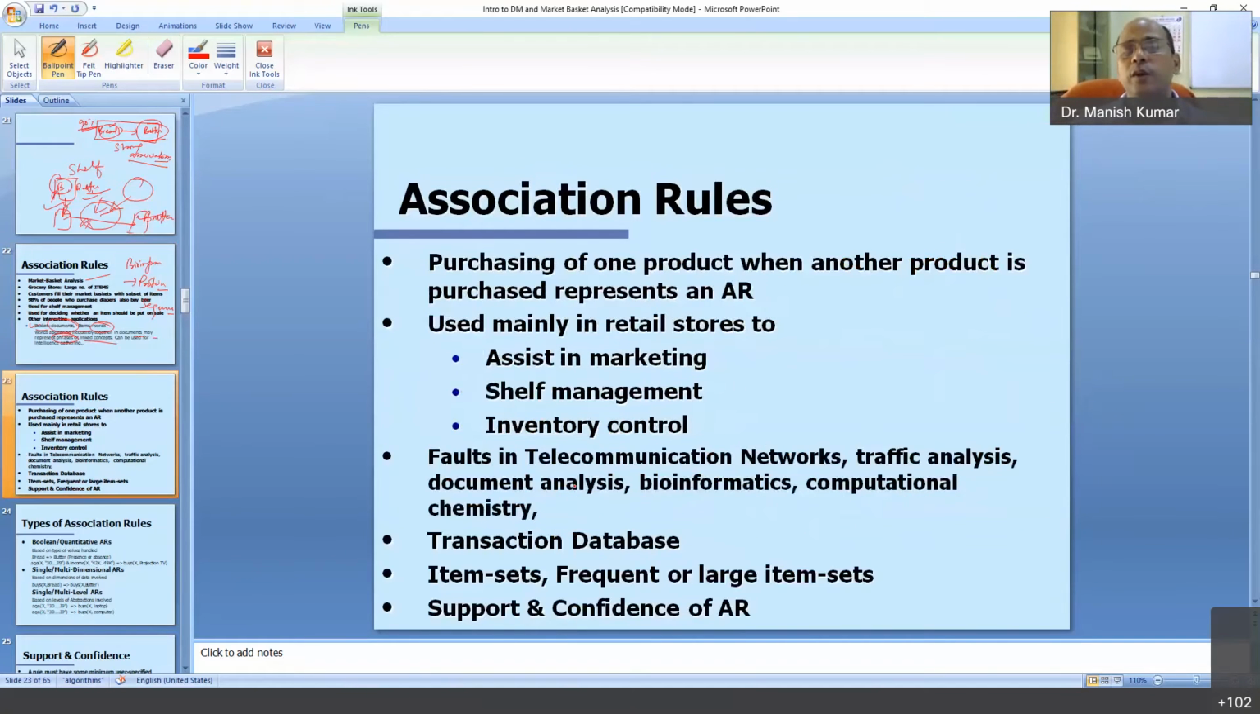So it is mainly used in retail markets, and it assists in marketing, shelf management, inventory control, and more. As for other applications, it is used nowadays in telecommunication networks, traffic analysis, document analysis, bioinformatics, or computational chemistry as well. The components of market basket analysis are that we look for a transactional database, we look for item sets and frequent item sets, and then there are two main components we look for, support and confidence.